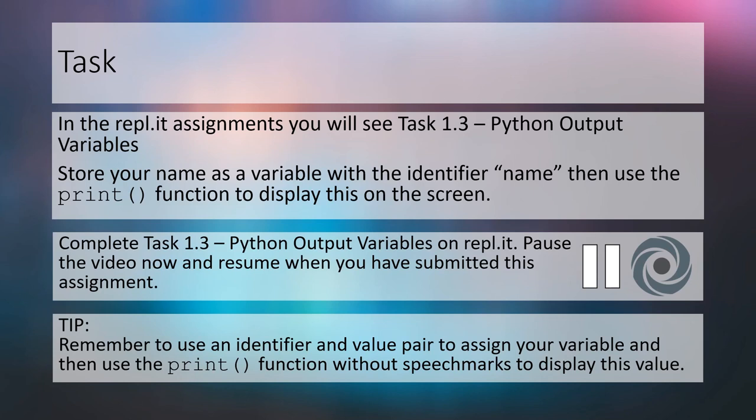Now it's over to you. On task 1.3 on the Replit assignments, I want you to declare and assign a variable, then display its value on the screen. Pause the video and resume once you've handed in the assignment.